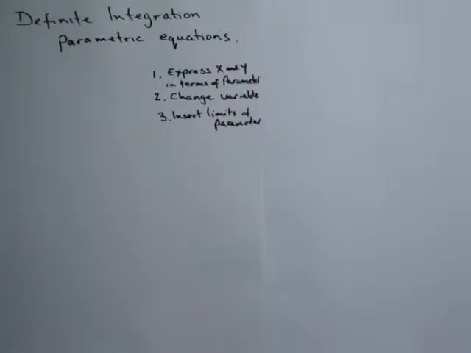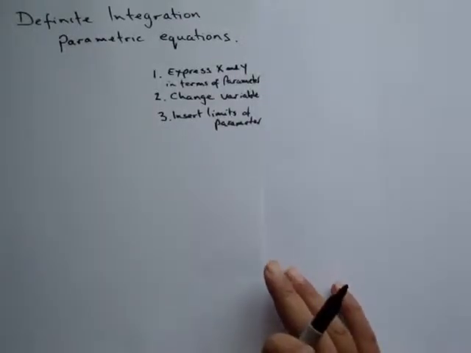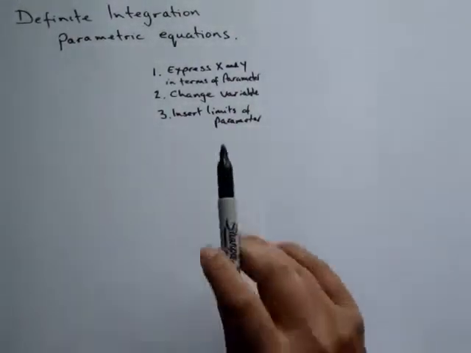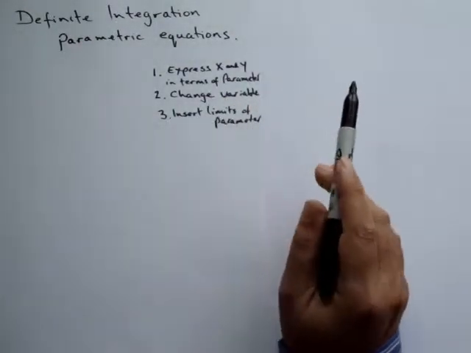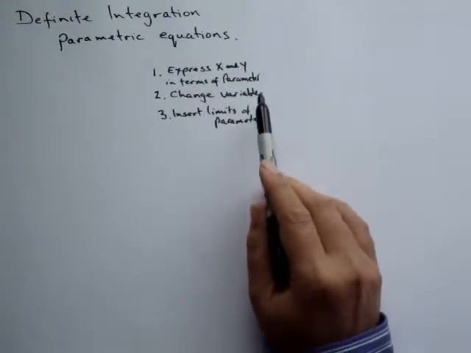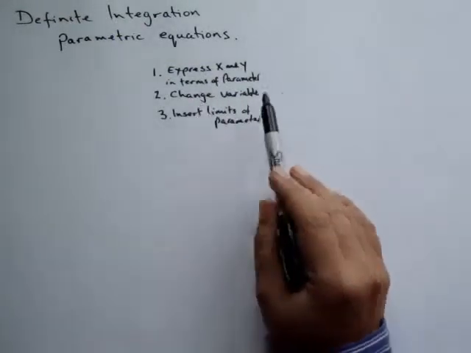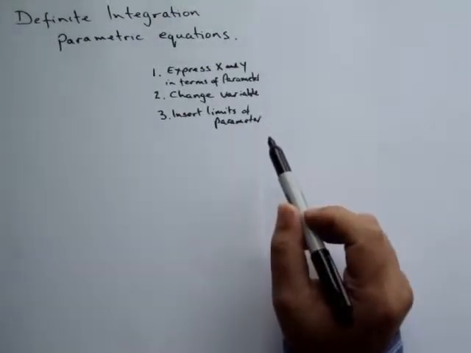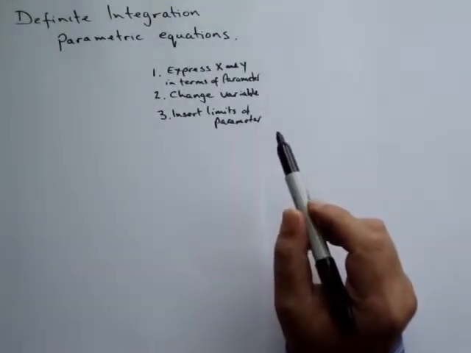Okay, let's have a look at definite integration of parametric equations. First of all, we just follow these rules. Number 1, we express x and y in terms of the parameter. Then number 2, we change the variable. And then number 3, we insert the limits of the parameter and do our integration.